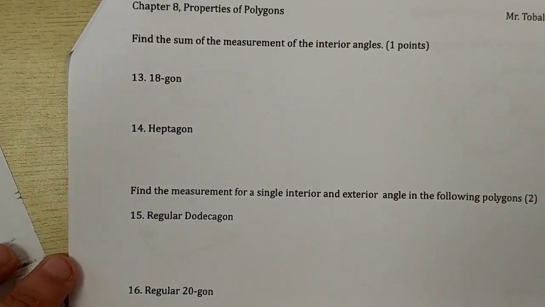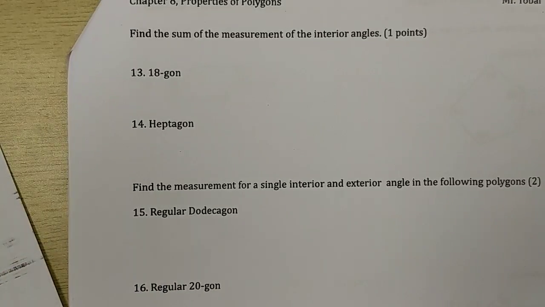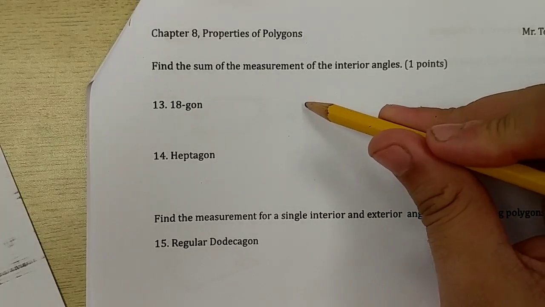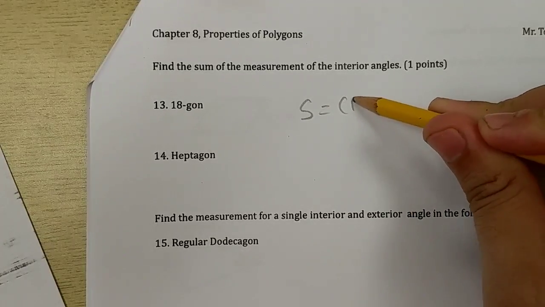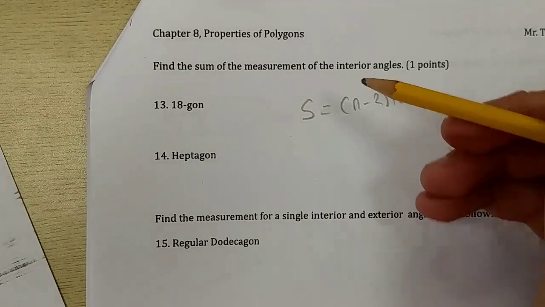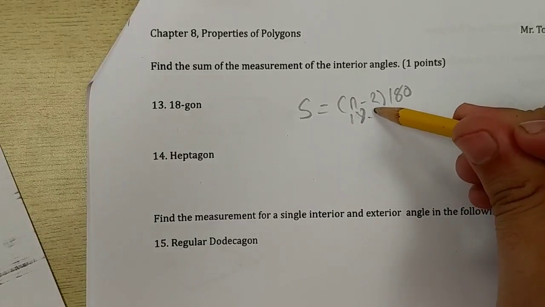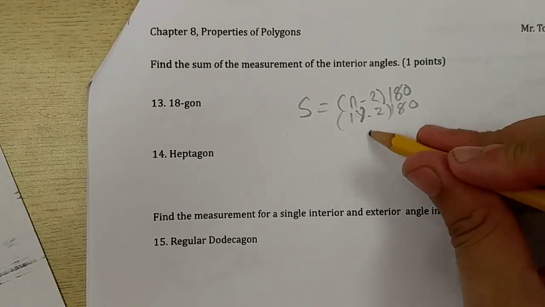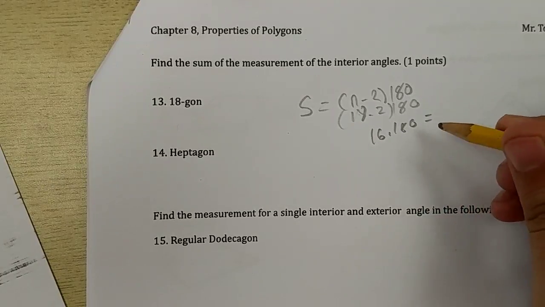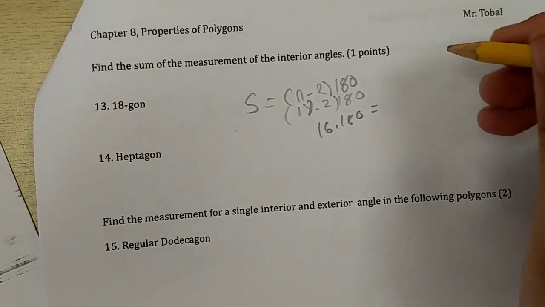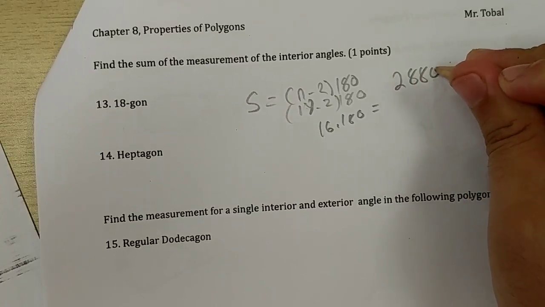They will be always, sometimes, never on your tests, probably like those. Find the sum of the interior angles. To find the sum of the interior angles, you use this formula: the sum equals n minus 2 times 180. So how many sides does this have? This has 18 sides, so 18 minus 2 is 16, times 180 equals 2,880.